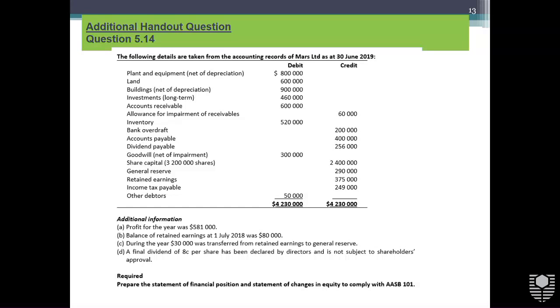If you have a look at what's required first, it says prepare a statement of financial position and a statement of changes in equity. What that means is you don't have to do a P&L. All of these items should relate to the balance sheet and statement of equity, so go and classify them as asset, liability or equity.